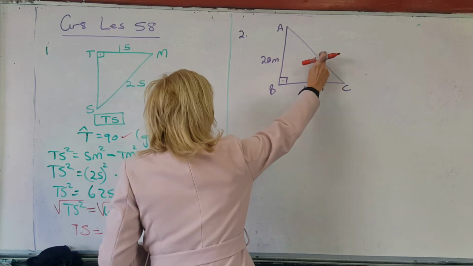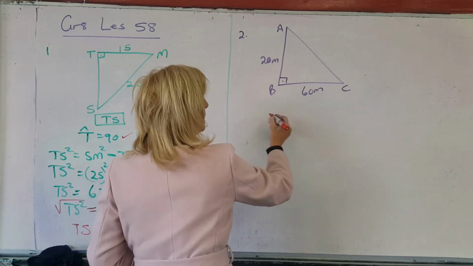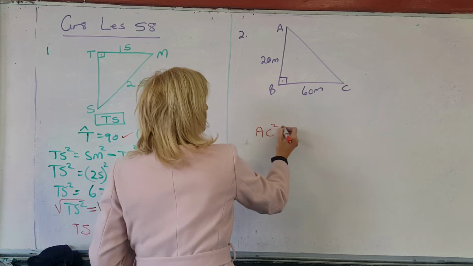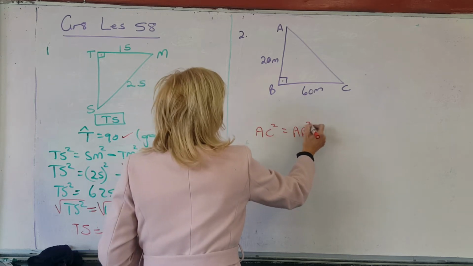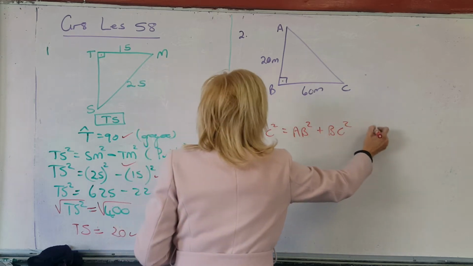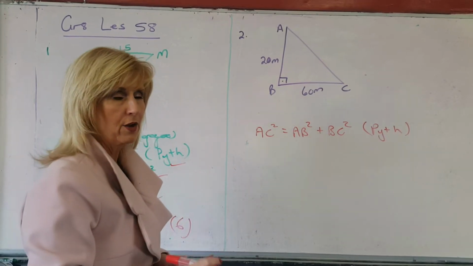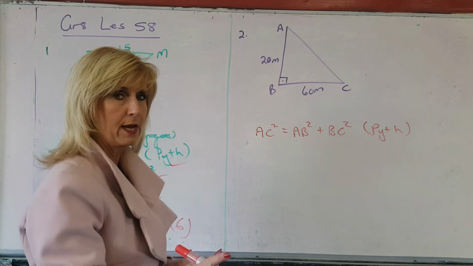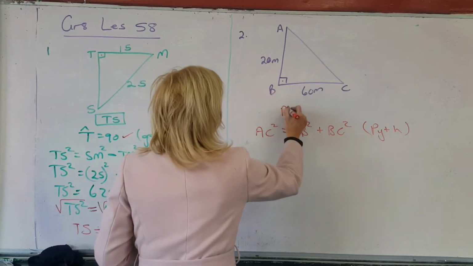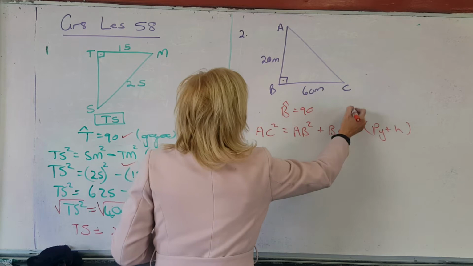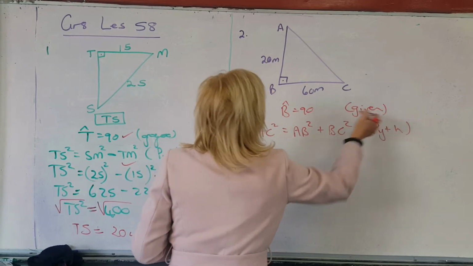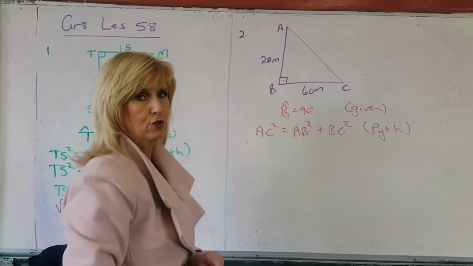As dit die skuinsy is wat jy moet gaan kry, gaan jy sê AC kwadraat is AB kwadraat plus BC kwadraat, want dis wat Pythagoras sê. And now I hear you screaming, no, I have to first say what's my entrance fee. Angle B is 90, because it was given, that's why I've got the entrance for you to go to Pythagoras.